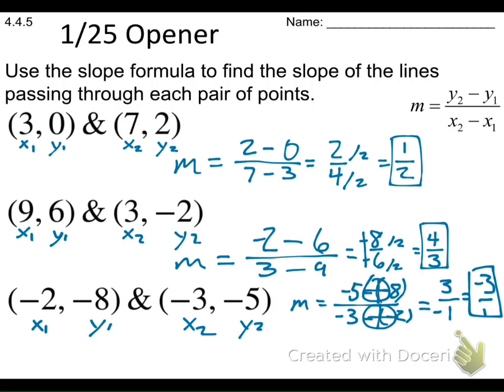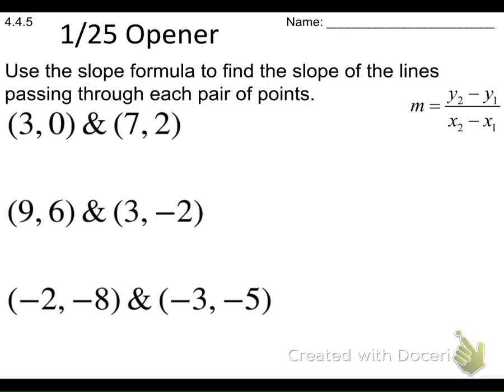If our slope looks like this, if m equaled 9 over 3, how would you simplify that one? What number goes into both 9 and 3? 3, yeah.